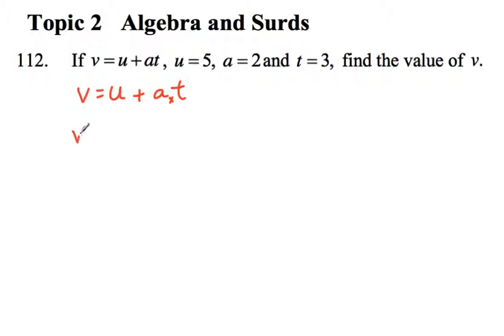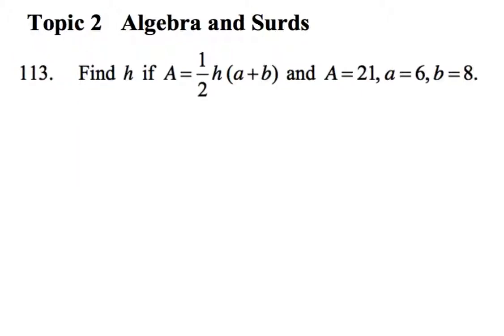When letters are beside each other, obviously, we can consider that there's a multiply invisibly there. Alright, so v we don't have a value for yet, but we'll keep that out the front. u equals 5, so directly under the u we'll put a 5. And a equals 2, and that's supposed to be multiplying by t, which is 3. v equals 5 plus 6. v equals 11. So setting out your work is the key here, and being careful with your calculations. So that was quite a nice one. The letter that we're trying to find is out the front anyway, so that's not too bad.